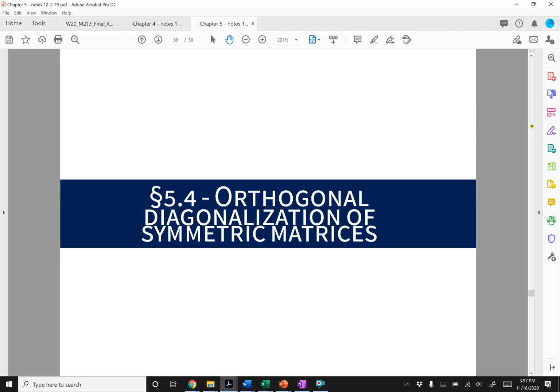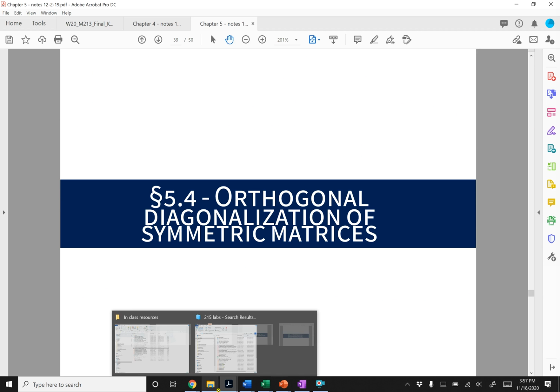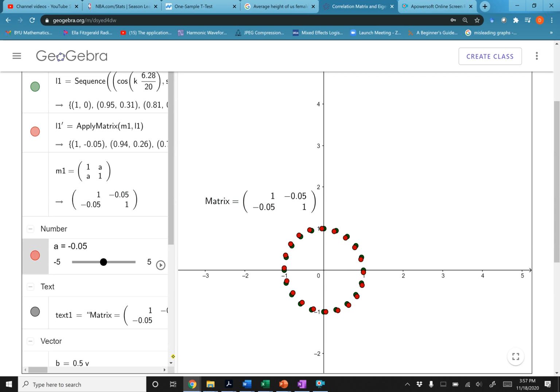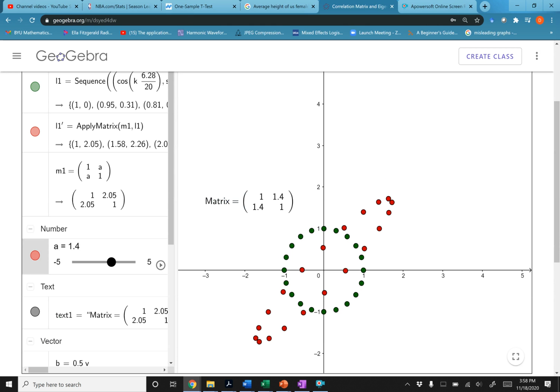We didn't approach it this way, but the big theorem in here is something that I mentioned when we were playing with correlation matrices. So certain things happen if you're dealing with a symmetric matrix. Here we were playing with a simple symmetric matrix. I just have one on the diagonals, and then I can change the number in the off diagonals. And here we can see the transformation as I change this number.